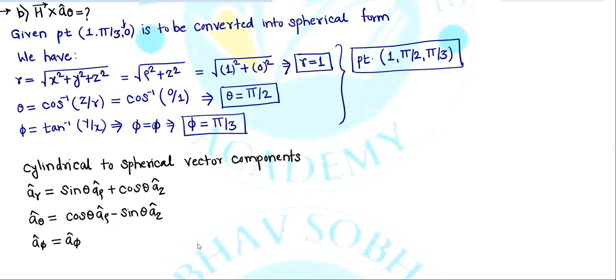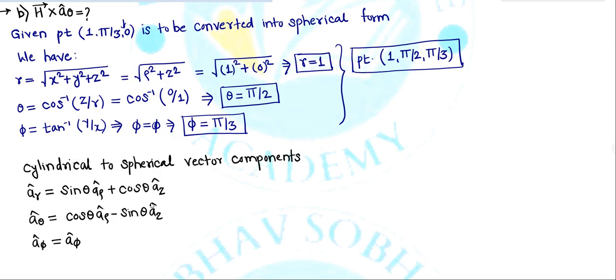Now if you are referring to my video for this numerical, and if you have any confusion regarding this cylindrical to spherical vector component conversion, or how they have been converted, you can write it in the comment box so that I will try to make a dedicated video for this conversion. For now, for this numerical, just keep in mind that we have these values of ar, a theta and a phi when we convert from cylindrical form to spherical form.